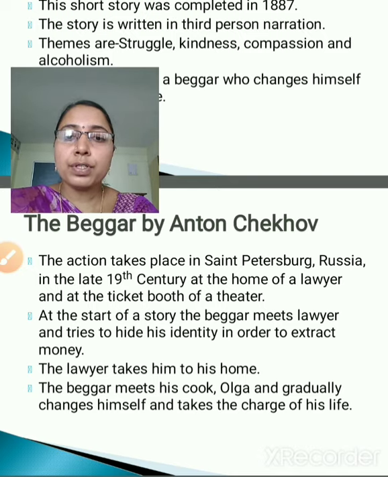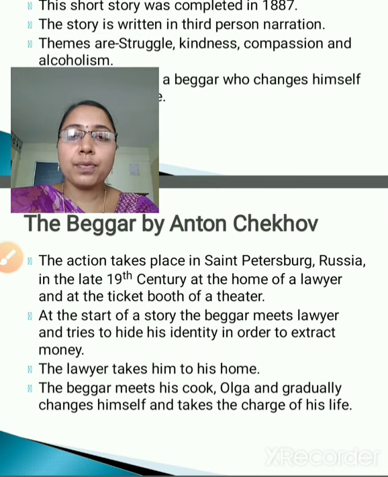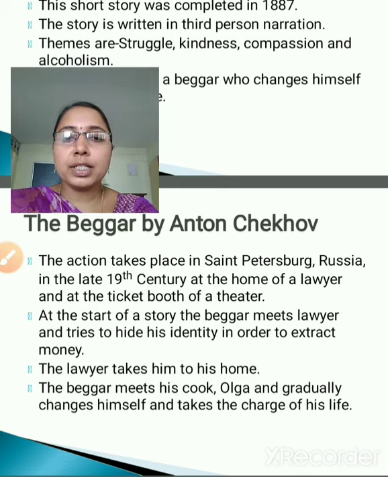At the start of the story, the beggar meets the lawyer and tries to hide his identity in order to extract money. At the start of the story itself, we see that the beggar is meeting the lawyer and he is trying to hide his identity. He wants money from the lawyer, and so he tells a lie. The lawyer takes him to his home, and the beggar meets his cook Olga and gradually changes himself and takes charge of his life.